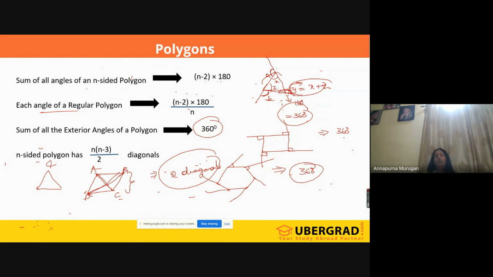What about the other polygons? How do you find out? If they give a pentagon or a hexagon, how do you find the diagonals? We can find them using the formula n into (n minus 3) by 2. If it is a pentagon, n is 5, so 5 into (5 minus 3) divided by 2, that means 5 into 2 by 2, so we have 5. If it is a hexagon, it will be 6 into (6 minus 3) by 2, that is 3 into 3, so 9 diagonals. Let me show in a pentagon, or any polygon, how the diagonals will be.